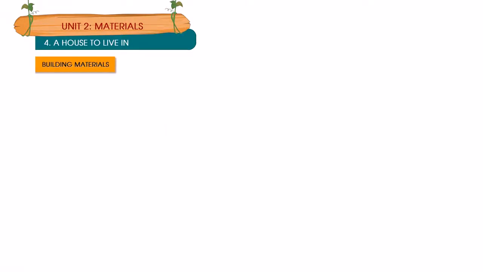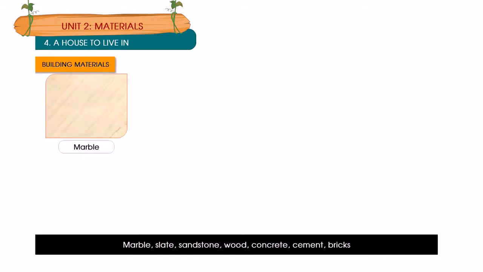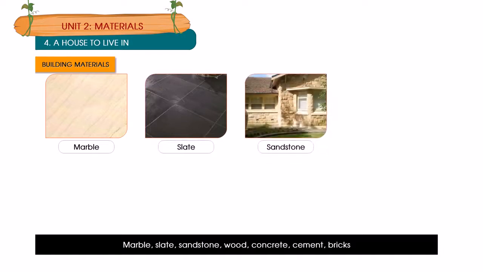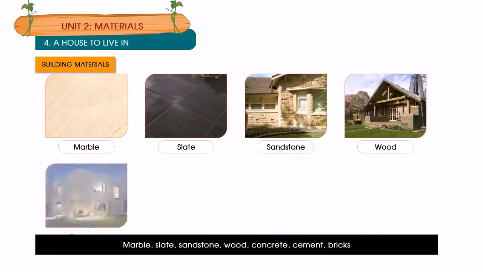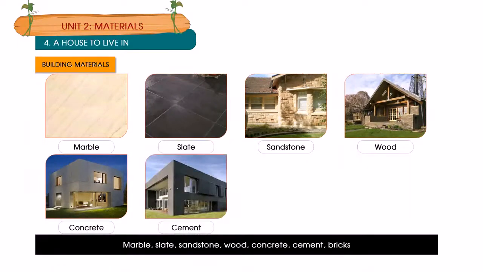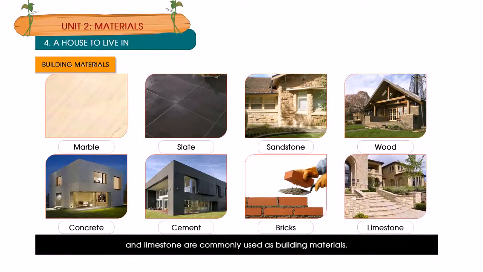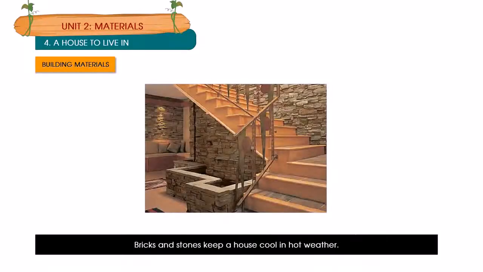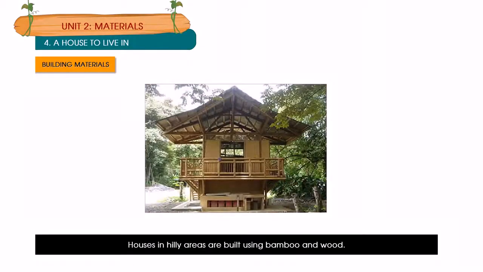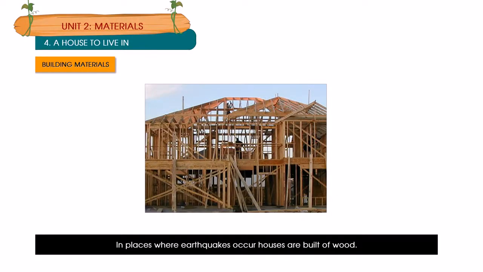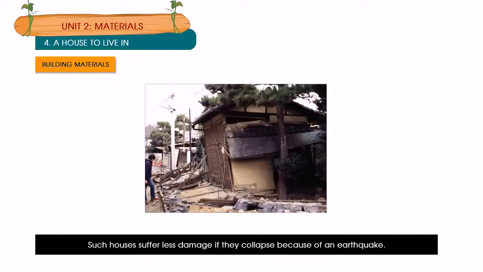Building materials: marble, slate, sandstone, wood, concrete, cement, brick, and limestone are commonly used as building materials. Bricks and stones keep a house cool in hot weather. Houses in hilly areas are built using bamboo and wood. In places where earthquakes occur, houses are built of wood. Such houses suffer less damage if they collapse because of an earthquake.